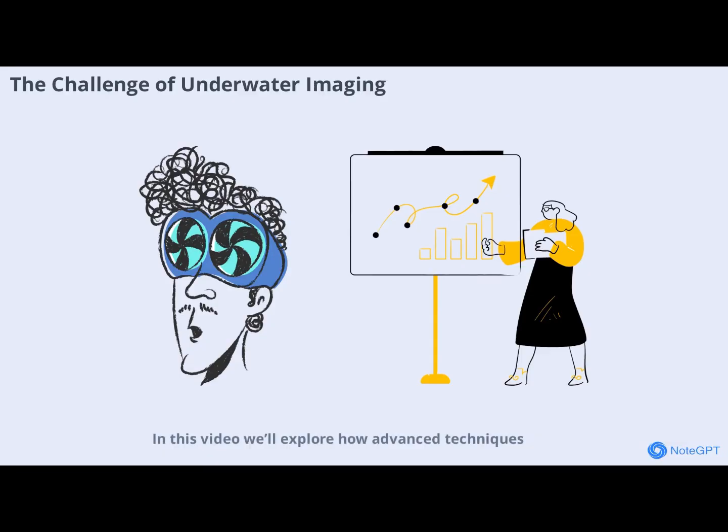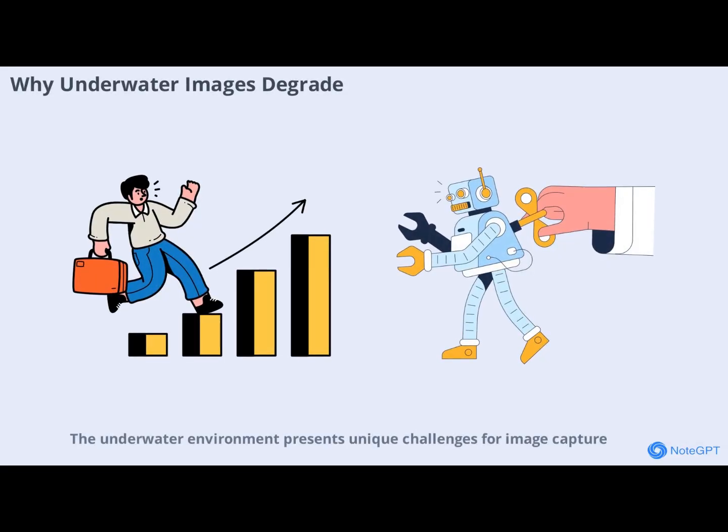In this video, we'll explore how advanced techniques, especially those using convolutional neural networks (CNNs), are revolutionizing underwater image enhancement. Let's begin by understanding why underwater images need enhancement and what makes them so unique compared to images taken in air. Underwater environment presents unique challenges for image capture.